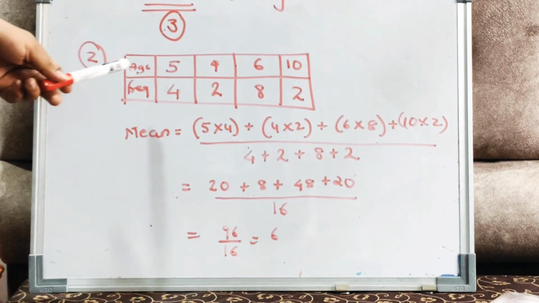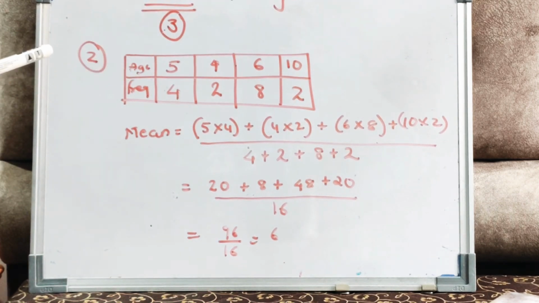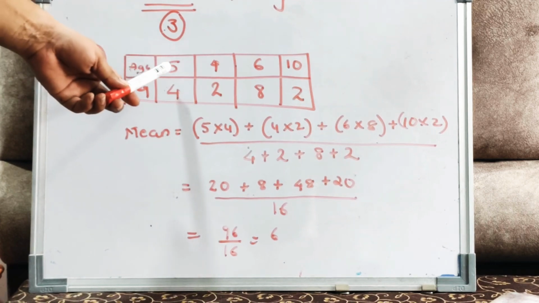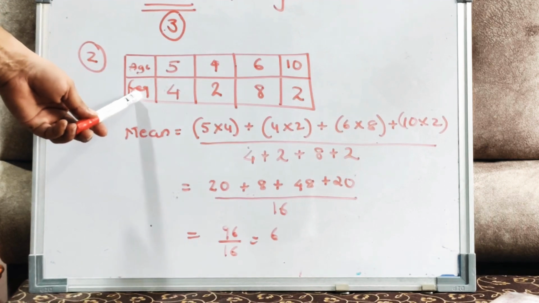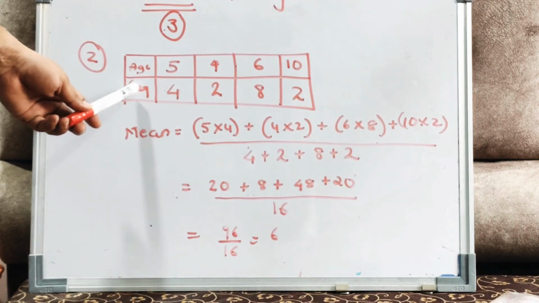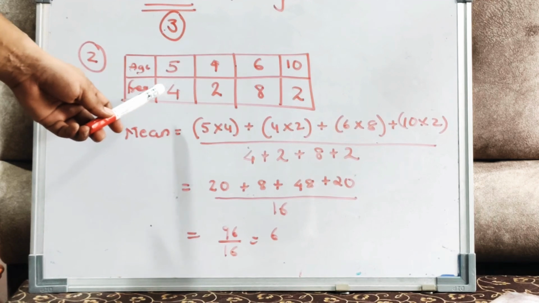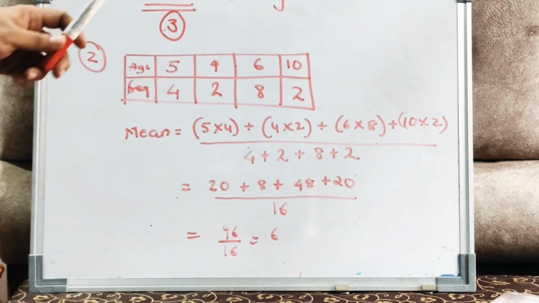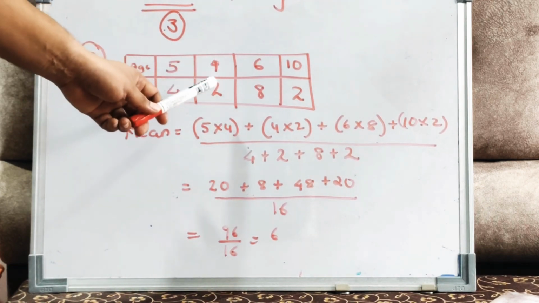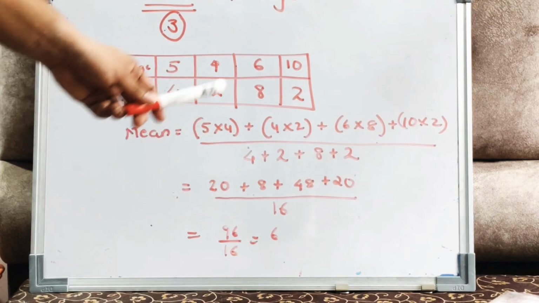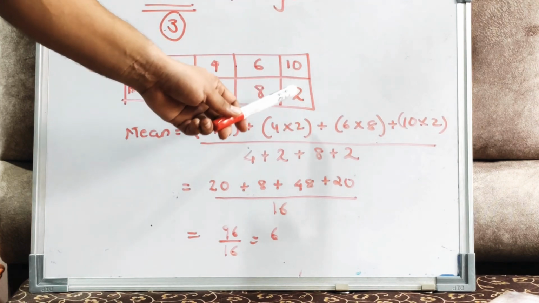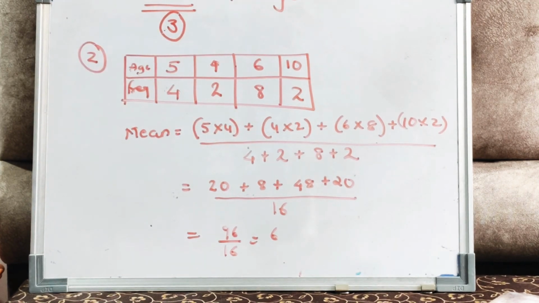So here what happened? They have taken randomly few families and they have checked how many kids are there in a family. So those students whose age is 5, the frequency is 4. What is frequency? Frequency is the number of kids. So the number of kids whose age is 5 is 4. Number of kids whose age is 4 is 2. Number of kids whose age is 6 is 8. And number of kids whose age is 10 is 2. They are asking to find the mean.